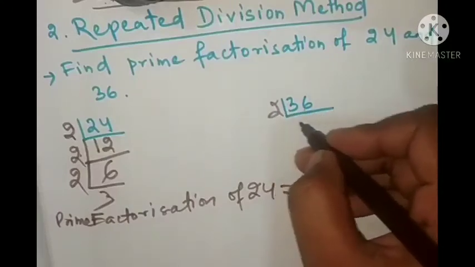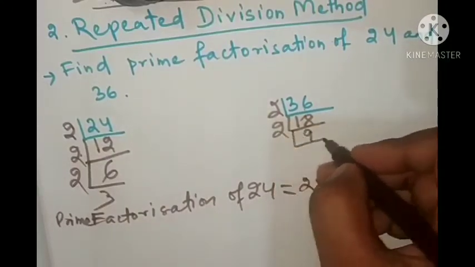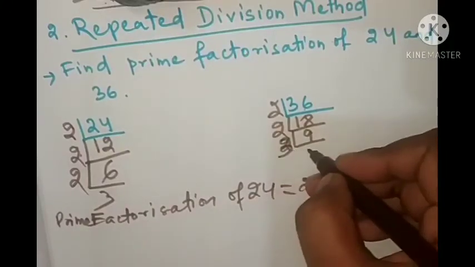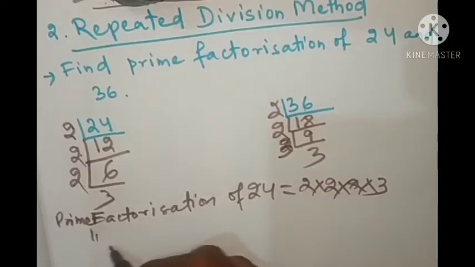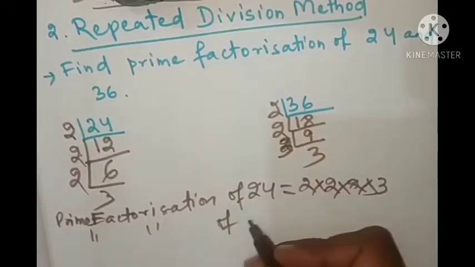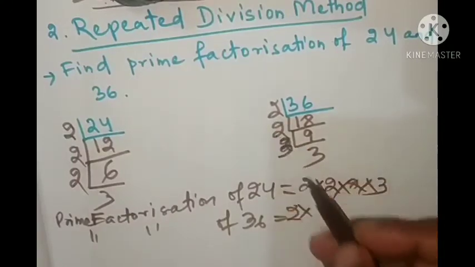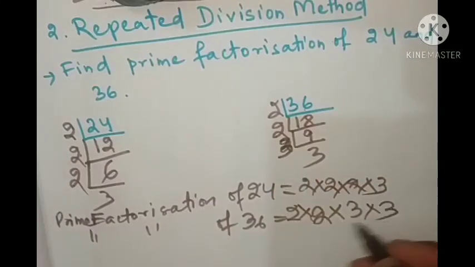Like that, you will find it for 36. 2 into 18, 2 into 9. 9 cannot be divided by 2. 3 into 3. So the prime factorization of 36 is equal to 2 into 2 into 3 into 3. Check: 2 2s are 4, 4 3s are 12, 12 3s are 36.